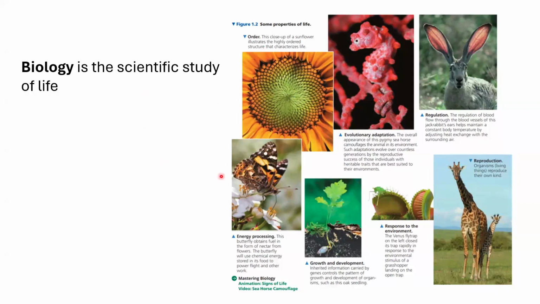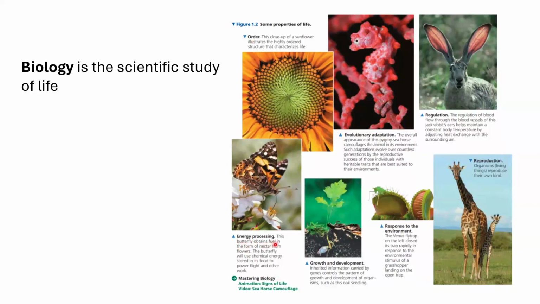There is technically no formal or strict definition of life, as highlighted here in this figure from the textbook. This is figure 1.2. Life is largely a property or characteristic that we see. Outlined here are some of the properties of life in terms of how we determine whether something is alive or not. As highlighted here at the top left, one of the characteristics is order, as this close-up of a sunflower demonstrates the highly ordered structure that characterizes life.